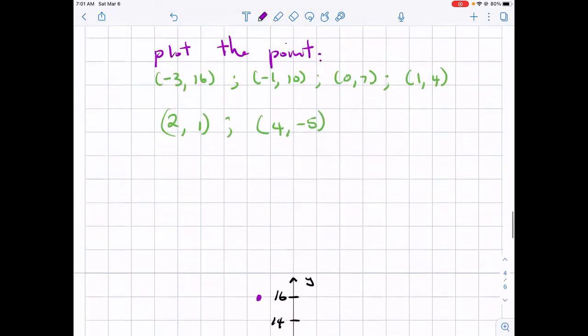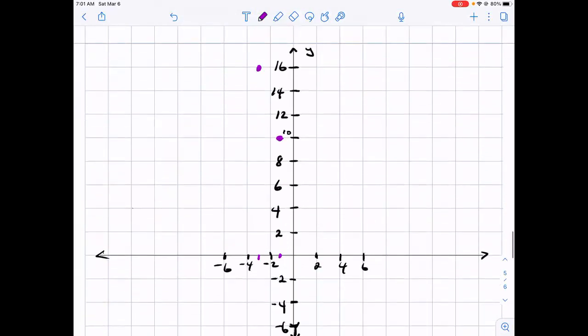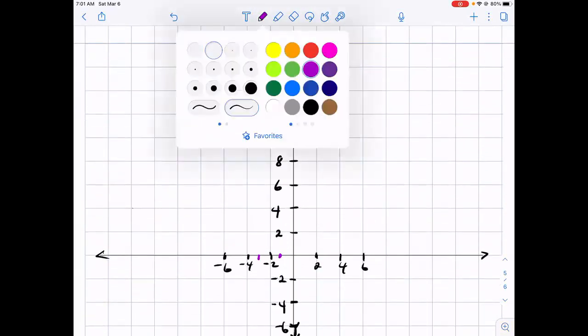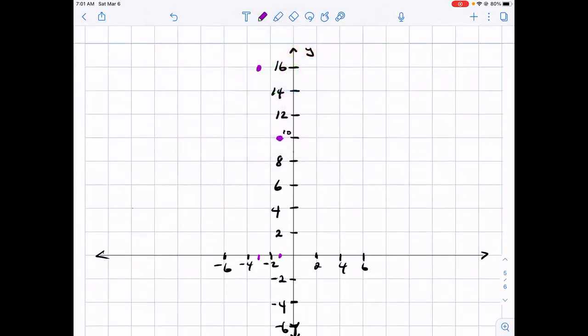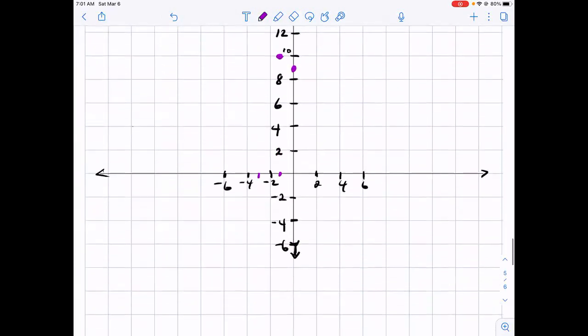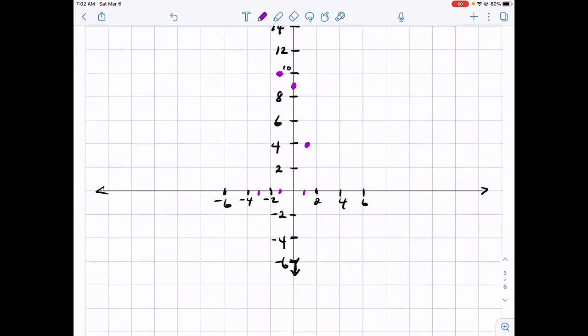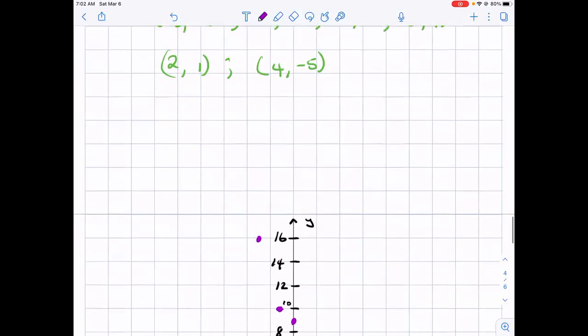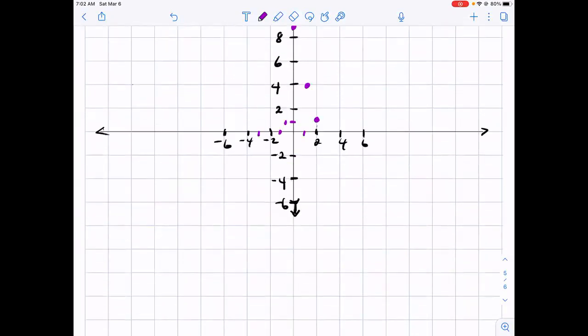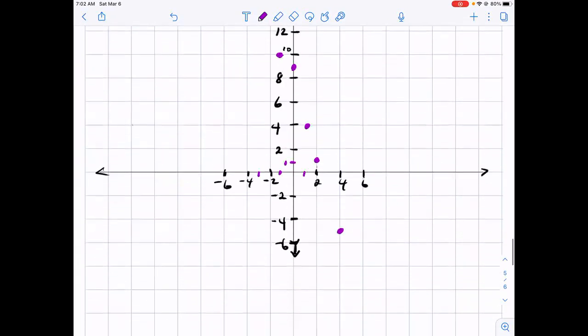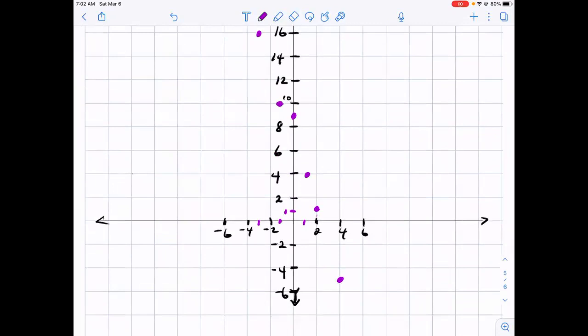Okay. Then we have (0, 7). So that will be somewhere here. Okay. Then we have (1, 4). So 1 is here. So 4 is going to be somewhere there. Then we have (2, 1). 2 is here. 1 is going to be somewhere over here. Then we have (4, -5), which will be somewhere down here.